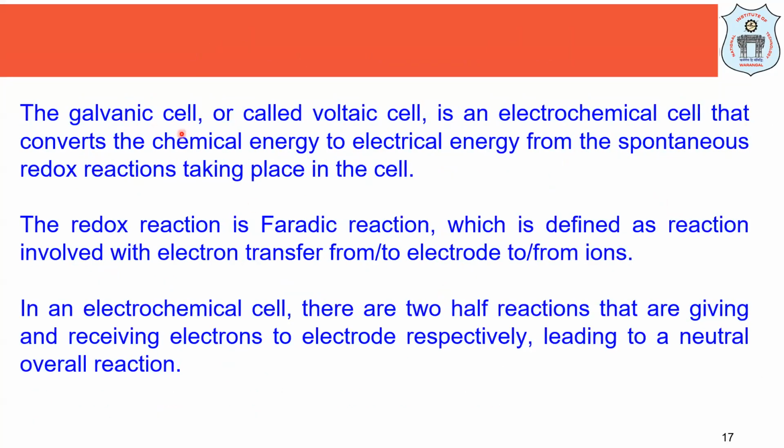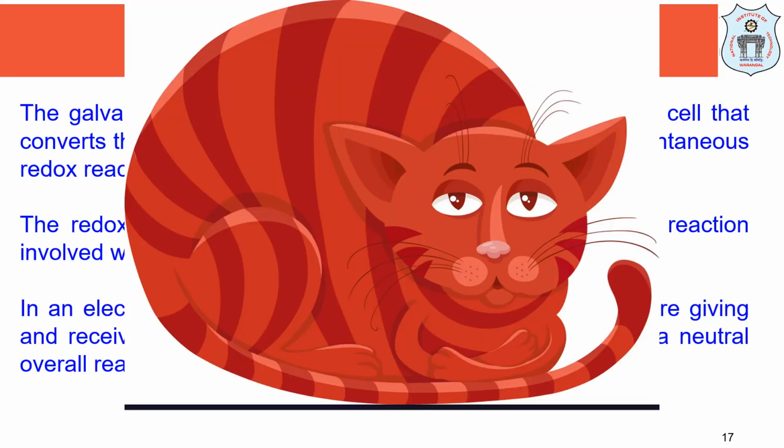So this galvanic cell or voltaic cell is an electrochemical cell which converts chemical energy to electrical energy from spontaneous redox reactions. When you say redox reaction, what is that? Reduction and oxidation. To remember that: at the anode we will have oxidation taking place, and at the cathode we will have the reduction taking place.